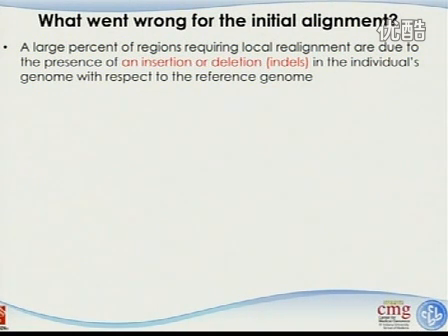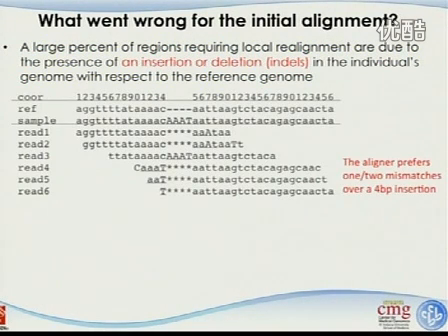A large percentage of regions that require local realignment are due to the presence of an insertion or deletion in the individual's genome with respect to the reference genome. Okay? It's not very clear, but this figure that Hai gave me shows it really well. So let's go through this. These are the coordinates, and this is the reference genome. And this is our sample. You can see there are a couple of insertions in this region. But when we do the alignment, we don't know this. We don't have this sample.